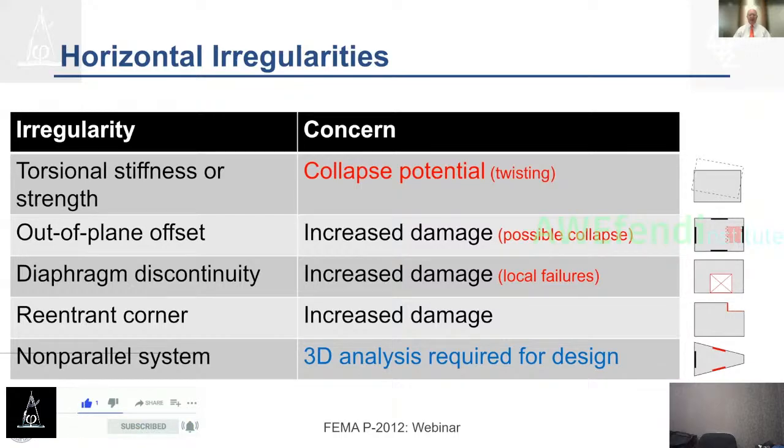The other type of horizontal irregularity that has been defined in ASCE 7 for a long time is a non-parallel system. The idea is that the lateral systems cannot be readily transformed into two orthogonal systems. And if that's the case, you need to consider three-dimensional analysis. You can't separate the response in one direction from the other. That's really just an analysis problem, not a performance problem. And we'll talk about that some more.